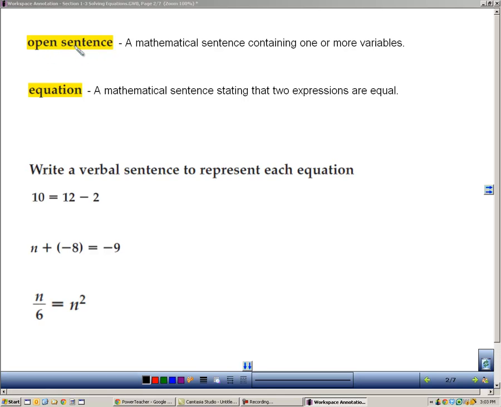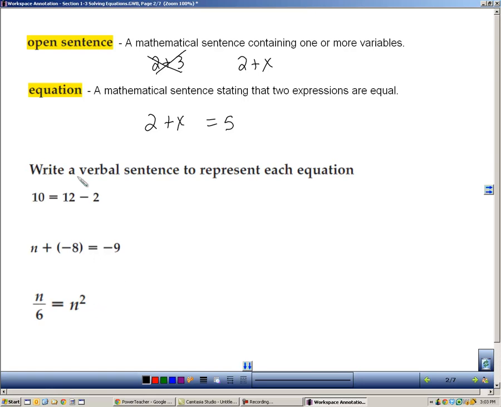An open sentence is a mathematical sentence that contains one or more variables. So something like 2 plus 3 would not be considered an open sentence, but 2 plus x would, because part of it is a variable. An equation is when that sentence has an equal sign, has 2 expressions that are equal. So you could say 2 plus x equals 5. That's an example of an equation.